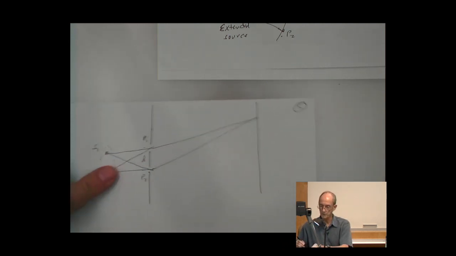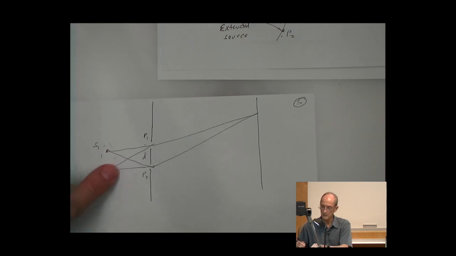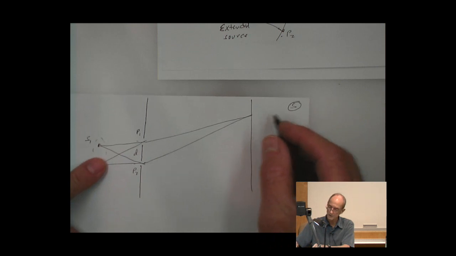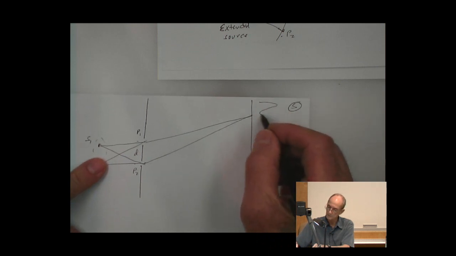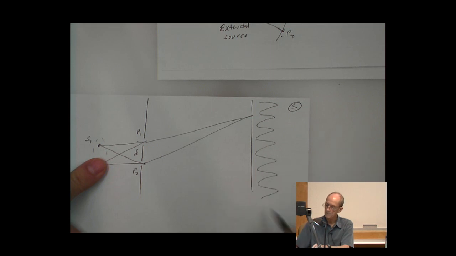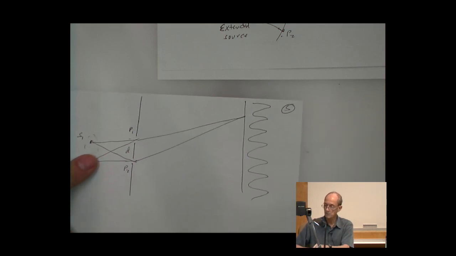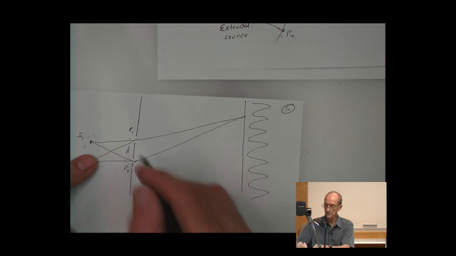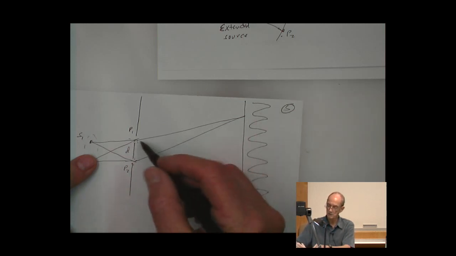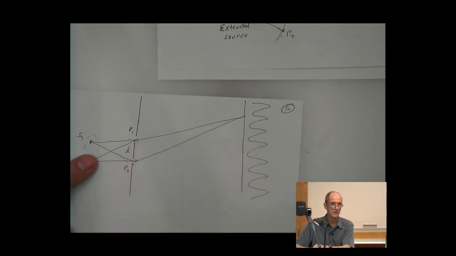So if we stop the light coming from this point source, what we would see is a nice fringe out here. Again, this is a single wavelength propagating, and we would get a nice set of fringes, with the spacing of those fringes determined by the separation distance between those two holes in that screen.